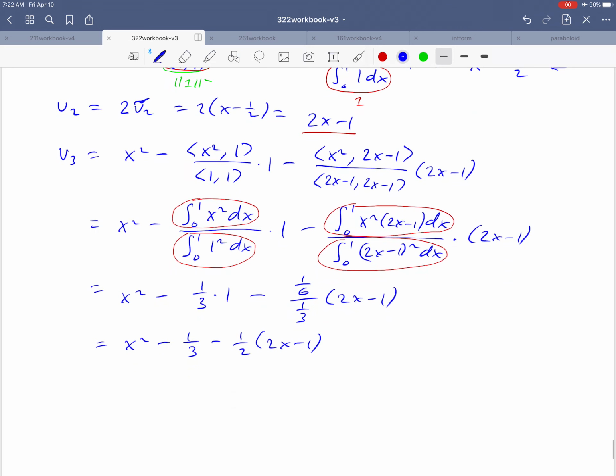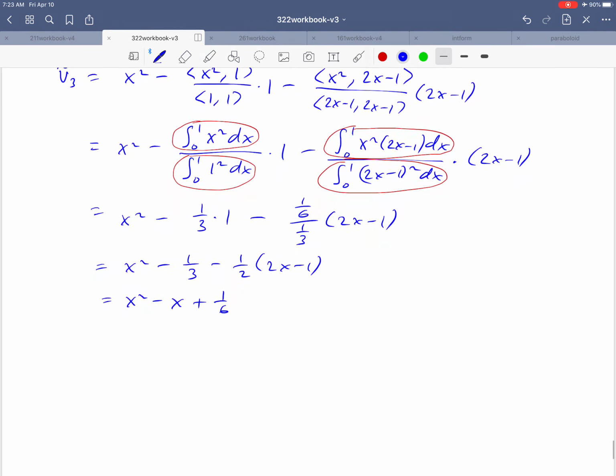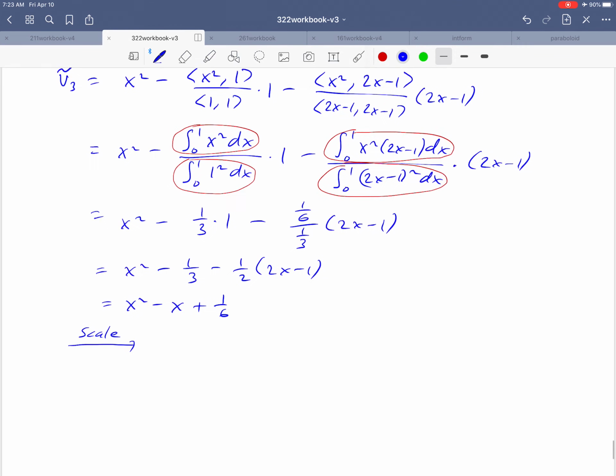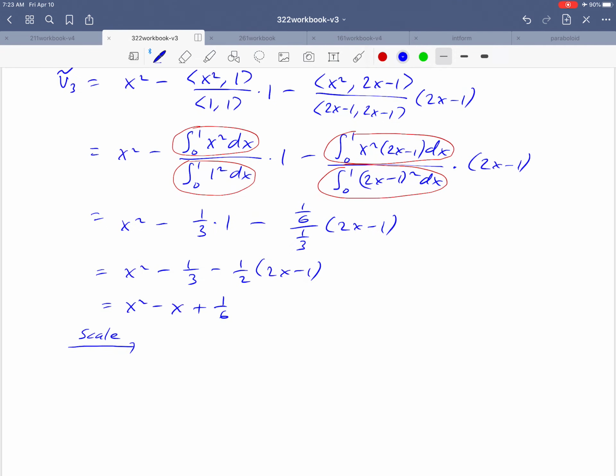times 2x minus 1. Okay, and if you simplify that, just do all the algebra, this comes down to x squared minus x plus 1/6. Okay, and again, we see that we get a 1/6. That's kind of an ugly number to do calculations with, so we can do what we did before and maybe tilde this v3 and say we're going to replace it with a scale. Okay, which isn't going to change the fact that it's going to be orthogonal to the previous vectors.